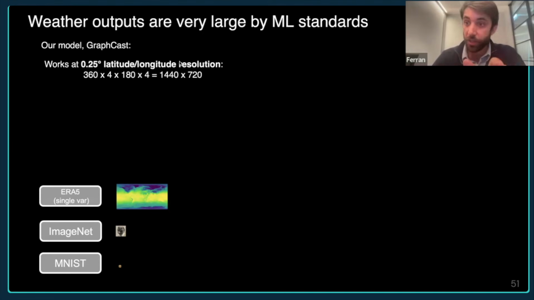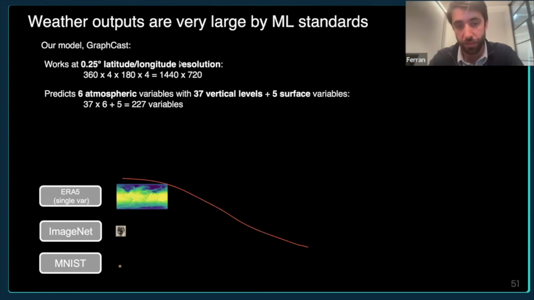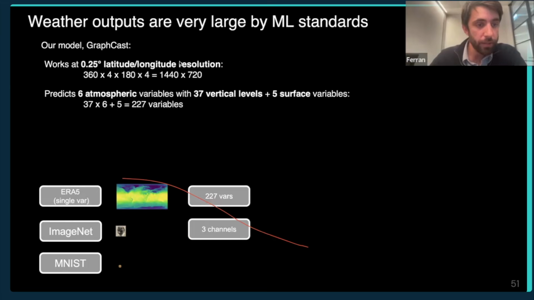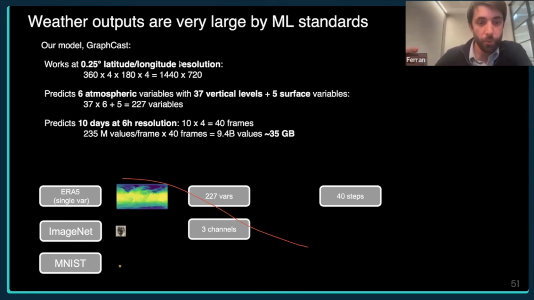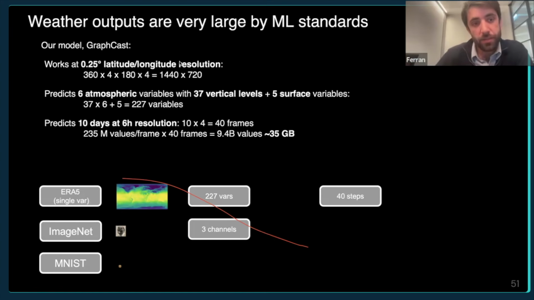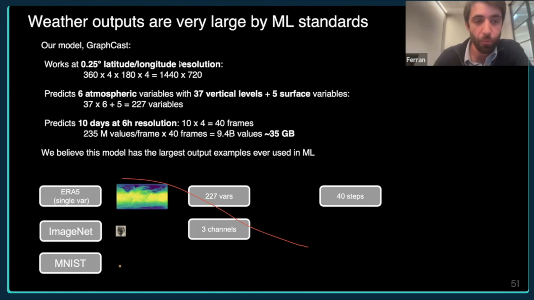So the image is already larger than the ImageNet images, but in ImageNet, we have 3 channels. We are predicting R, G, and B. In our case, we have more than 200 variables that we're predicting, so there's going to be a much richer image. Furthermore, we're predicting 40 steps ahead, so that comes out to more than 30 gigs. So it's really pretty much like a movie that we're predicting.